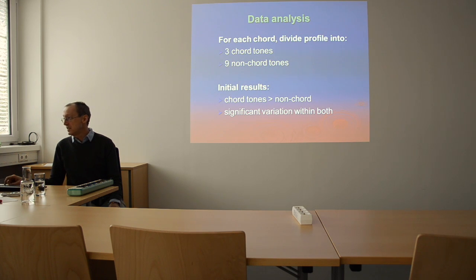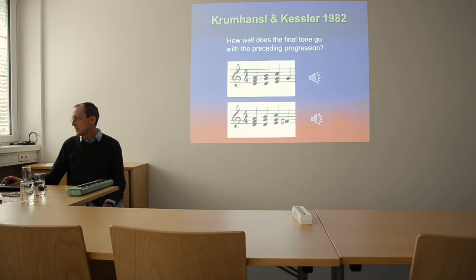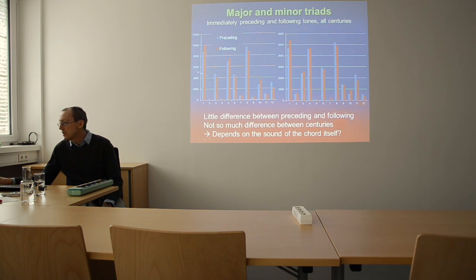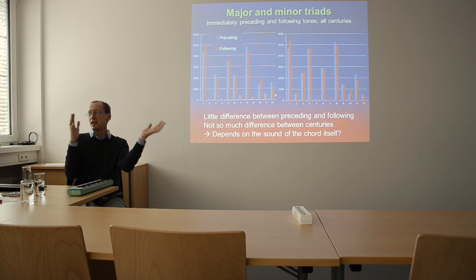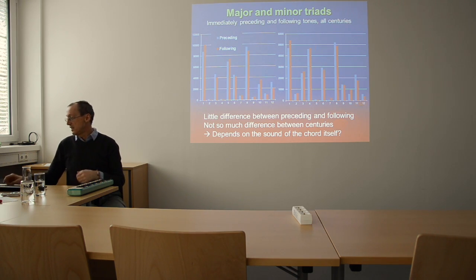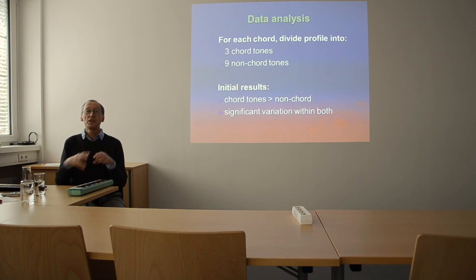So the next thing we did is we said, all right, we've got profiles and we want to explain them. We're going to look at the chord tones. These are the ones in the chord, here 1, 2, 3. And we're going to look at the other ones which are not in the chord. 1, 2, 3, 4, 5, 6, 7, 8, 9. There are three tones in the chord and there are nine tones not in the chord. And we want to explain the variation in these two sets with different models. So that was our next task. We want to try to explain this variation with models.